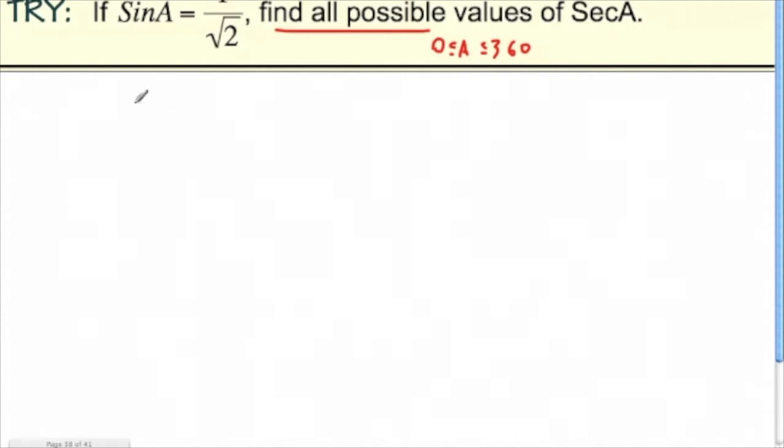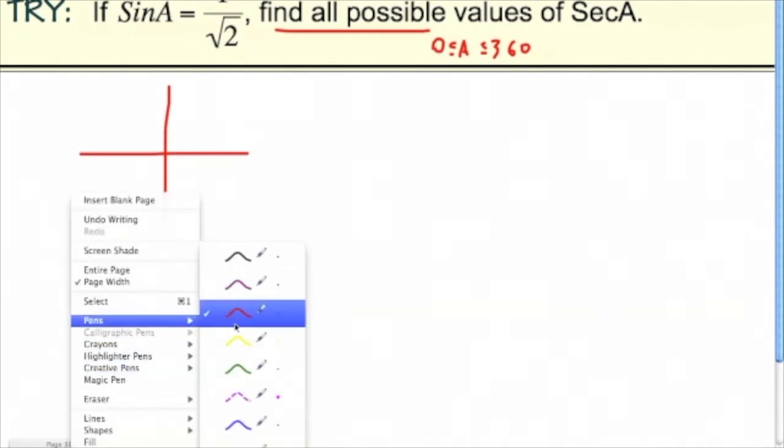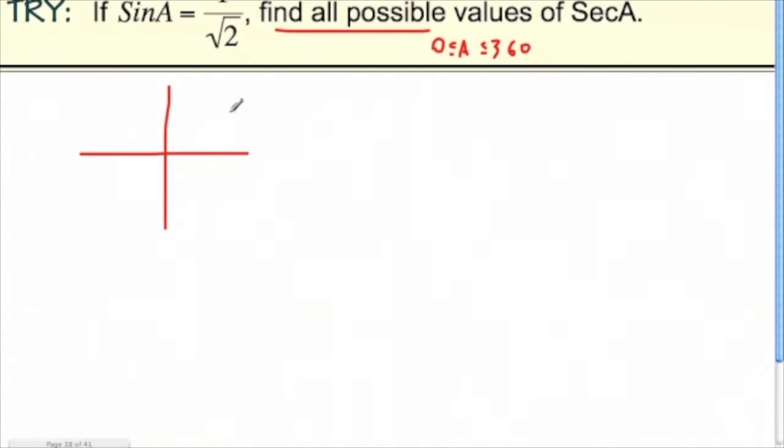First thing always is develop a picture, because if you don't have a picture, you're going to have some difficulties. So what quadrant am I going to put this in? Well, it's a sine and it's positive. So sine positive I know is in quadrant 1 and quadrant 2. So let's just put that in.